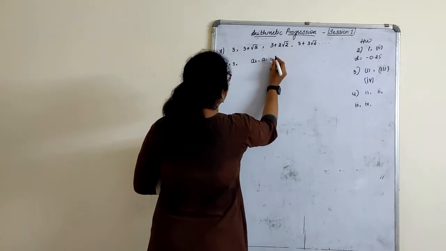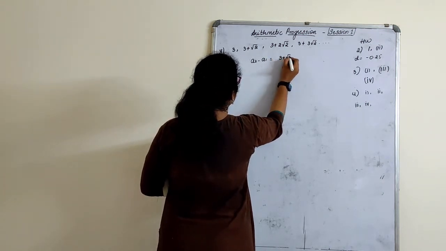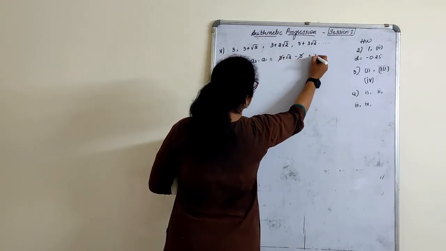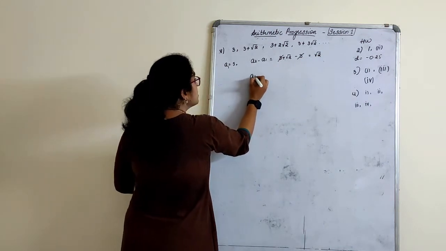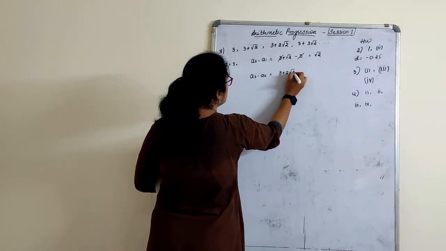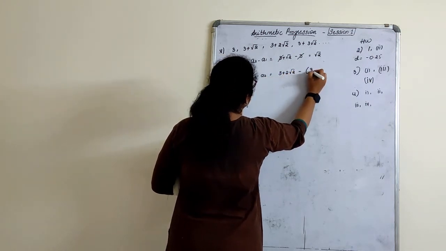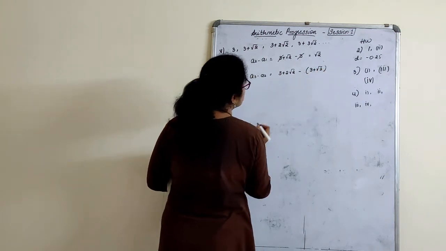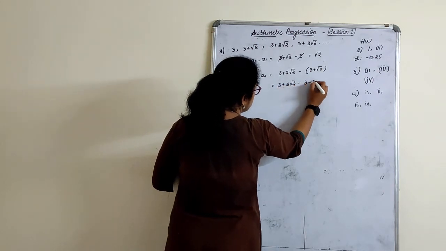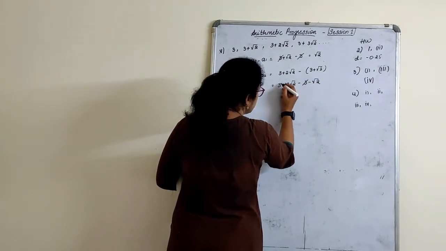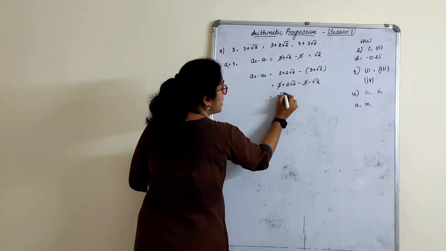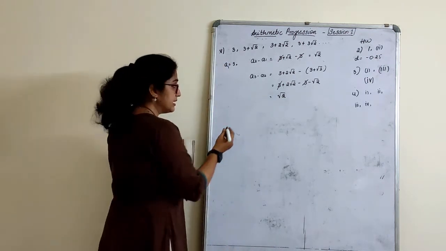A1 is 3. A2 is how much? 3 plus root 2 minus 3. So 3 and 3 cancel. Answer is root 2. A3 minus A2: 3 plus 2 root 2 minus bracket 3 plus root 2. So 3 plus 2 root 2 minus 3 minus root 2, and 3 minus 3 cancel. So this is nothing but the coefficient is 2 minus 1, which is 1, root 2. Is it an AP? Yes.